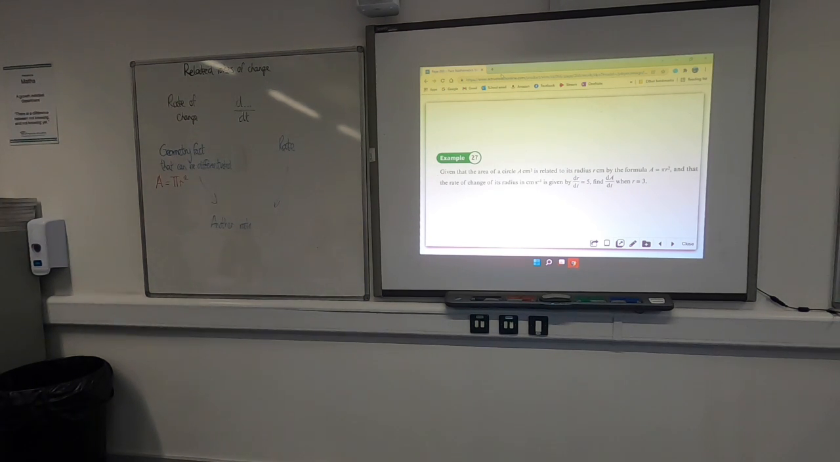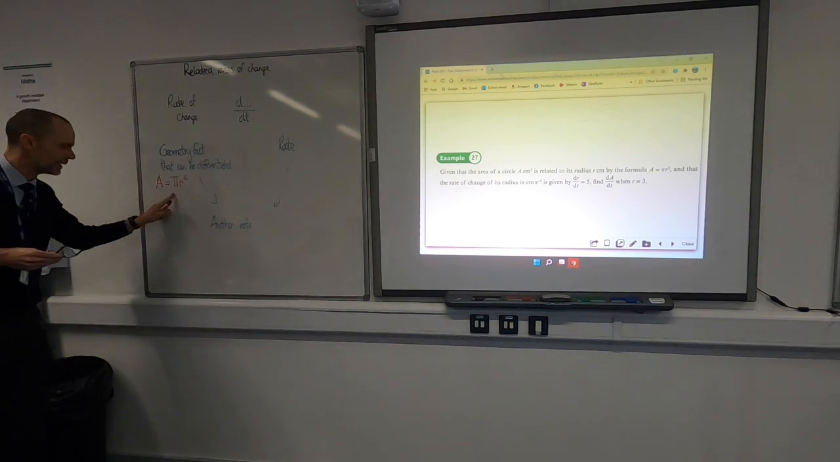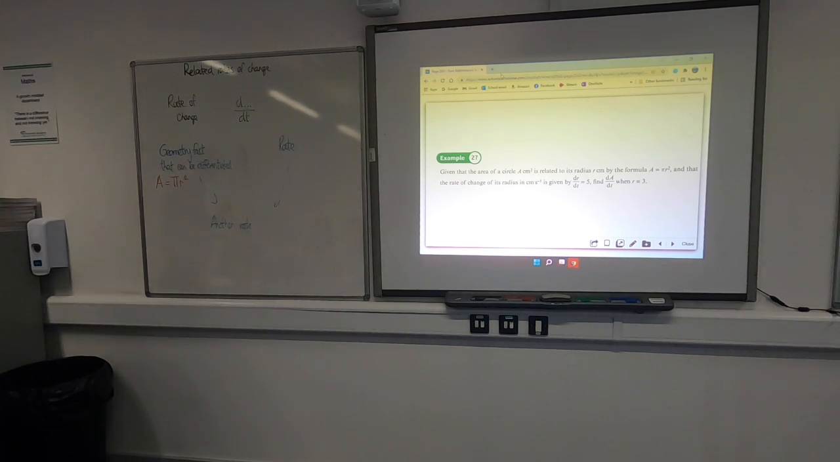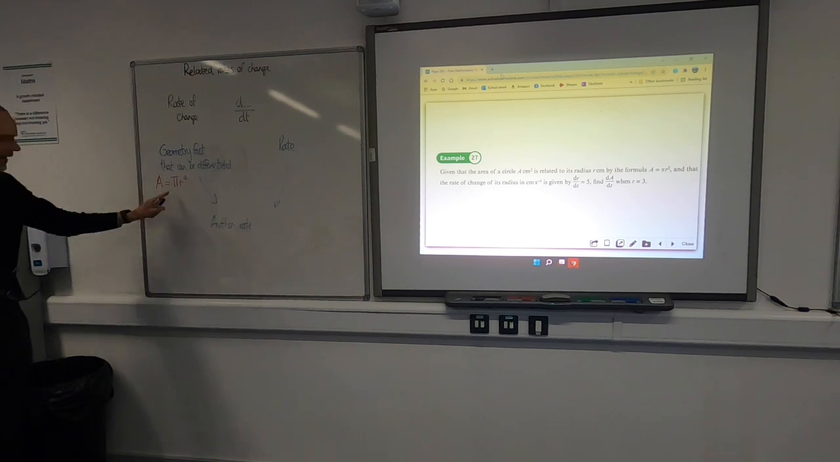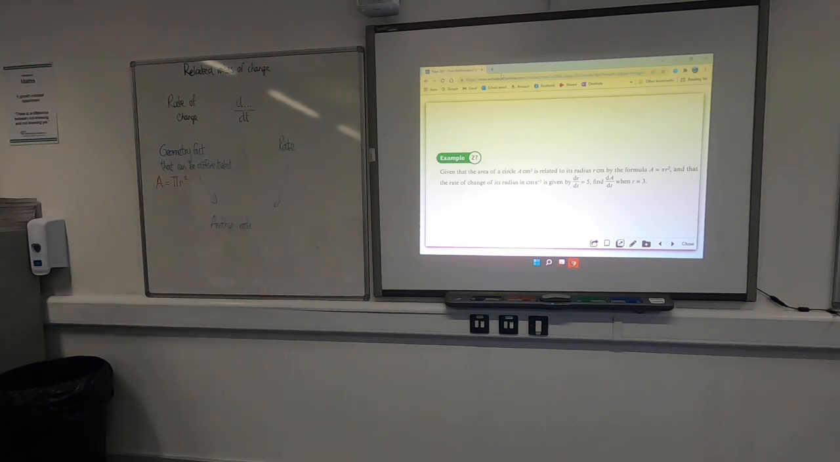Now, in that expression, what is the variable here? What's the thing that can vary? Lily, what's the variable in pi r squared? The radius, yeah, r is the variable. Pi is a constant. Pi isn't going to change.